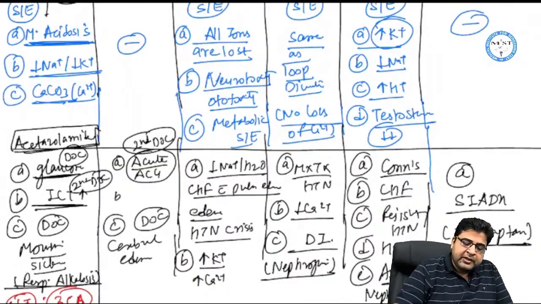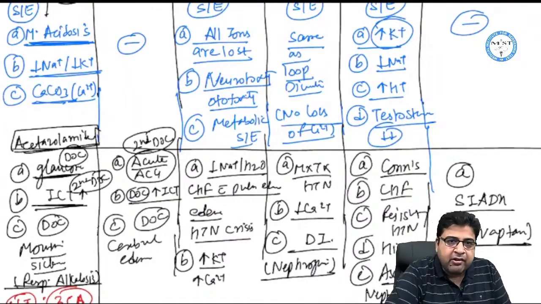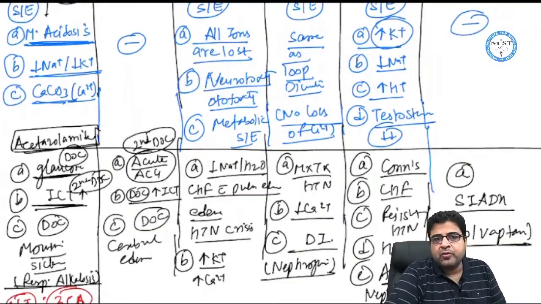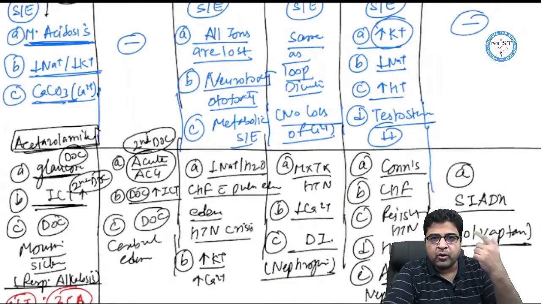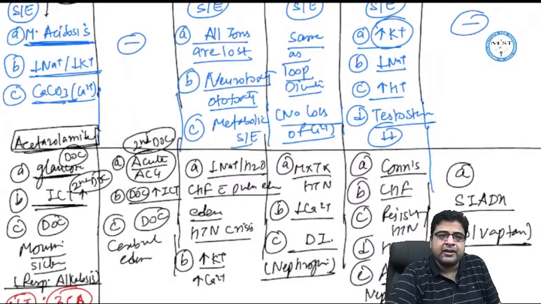The same thing applies to raised ICT. This medicine is drug of choice for raised ICT also. Mannitol is drug of choice for raised ICT, second drug of choice for acute angle closure glaucoma. So just remember, acetazolamide is the drug of choice for acute glaucoma, mannitol is second. But for raised ICT, mannitol is first, but acetazolamide is second.